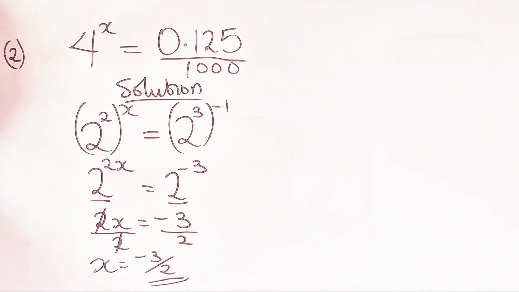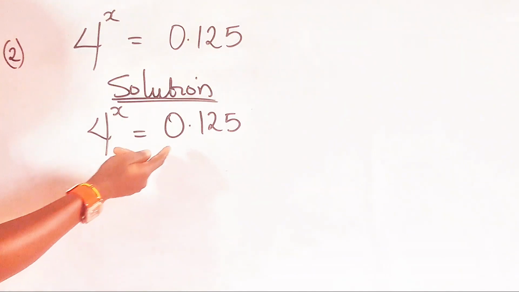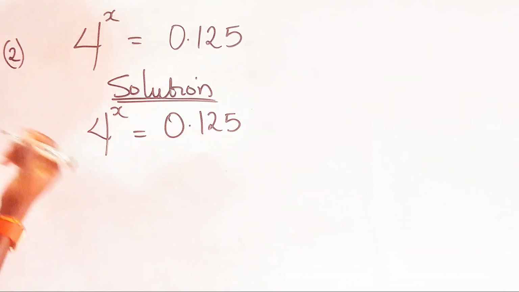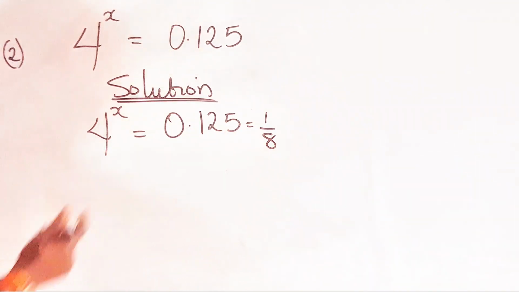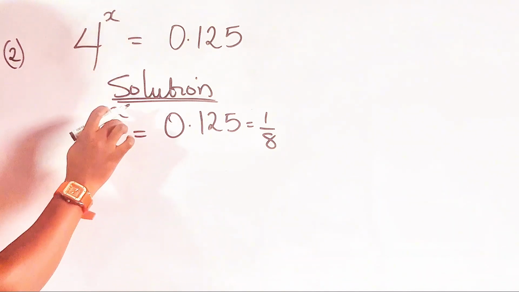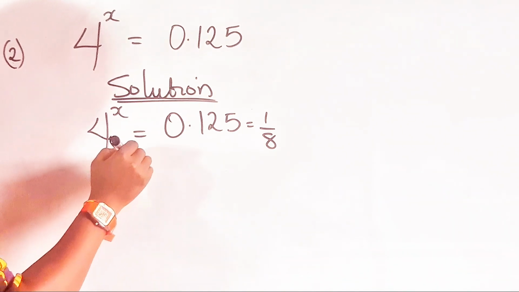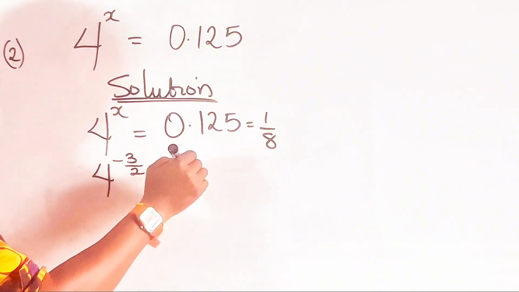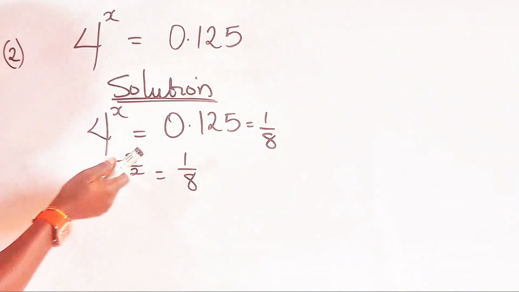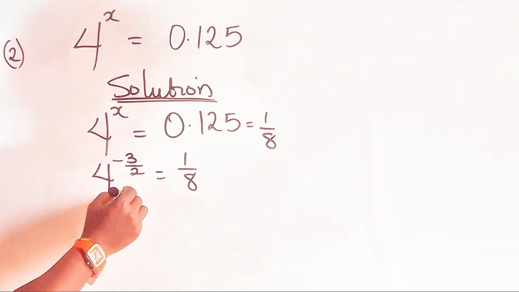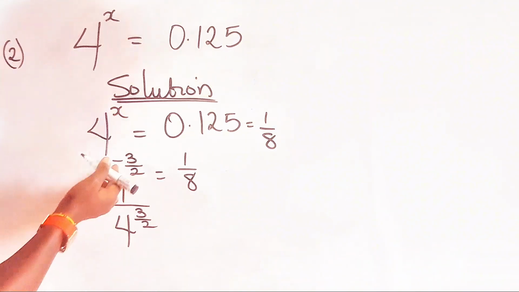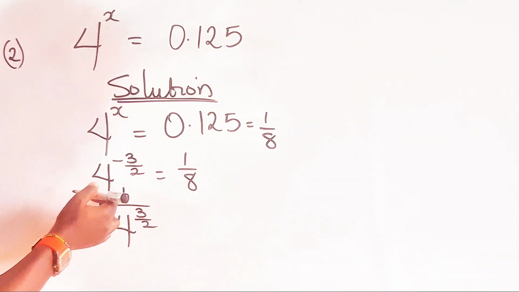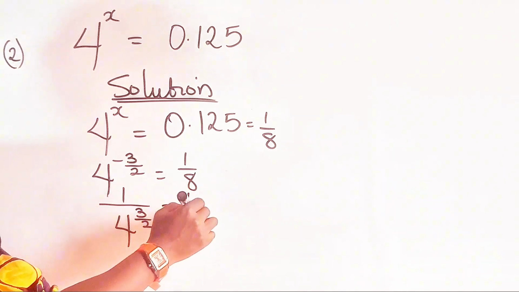The next thing I'm going to do now is to check if the solution for x is correct. Now let's check. Remember that this 0.125, we converted it to become 1 over 8, right? So I'm going to be using 1 over 8 instead of this decimal number. We have here x is minus 3 over 2. So we have 4 raised to the power of minus 3 over 2 equals 1 over 8. But this here, 4 raised to the power of minus 3 over 2, can also be written as 1 all over 4 raised to the power of 3 over 2. That is, I've eliminated the negative power by finding the reciprocal, equals 1 all over 8.